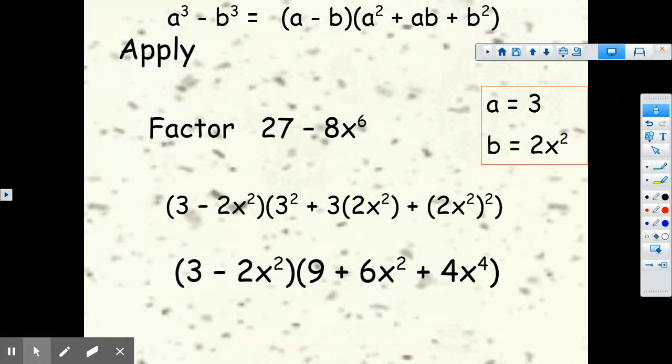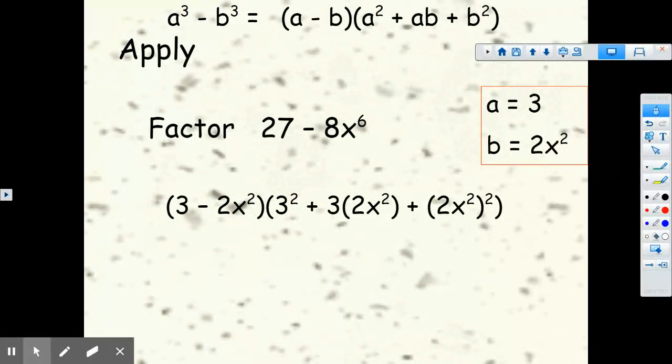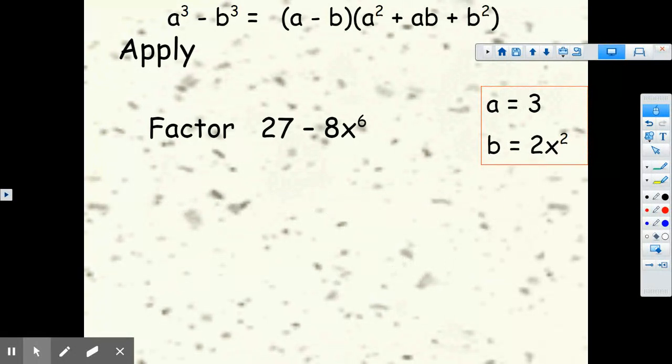Now, if you're getting stuck and you don't want to use the formula, you could use the box and you'd have 3 and minus 2x squared on the left side, and then you'd put 27 in the box and negative 8x to the 6th. You could work it out from there. If you'd rather do it with long division, of course, you can do it with long division like this.